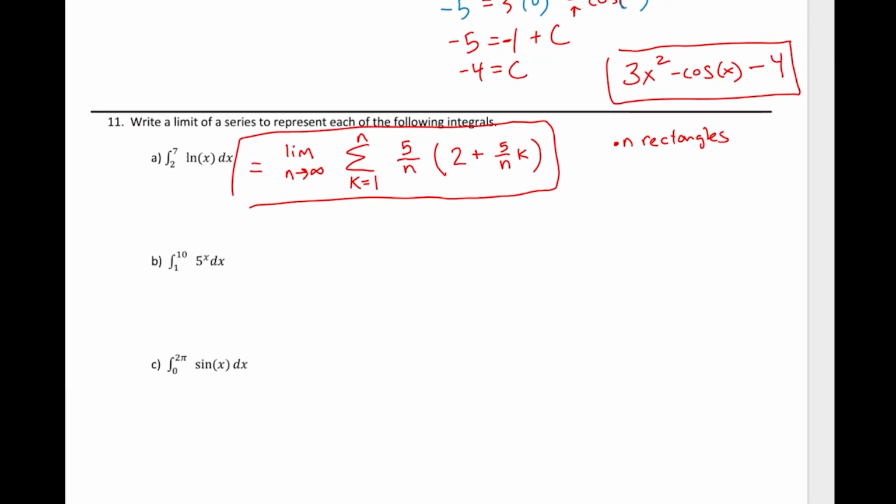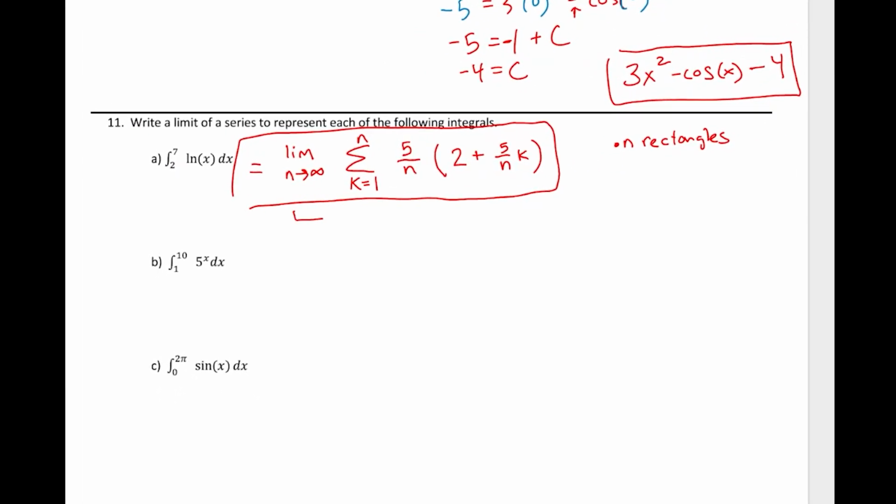Just going to make some notes here so we put it all together. Basically, all this is always going to be the same. That is our way of plugging in infinity without plugging in infinity. The 5 over n, that is going to be the base. It's the width of each rectangle. And then the 2, this is going to be our start point. So this is our lower bound. And then the plus 5 over nk.